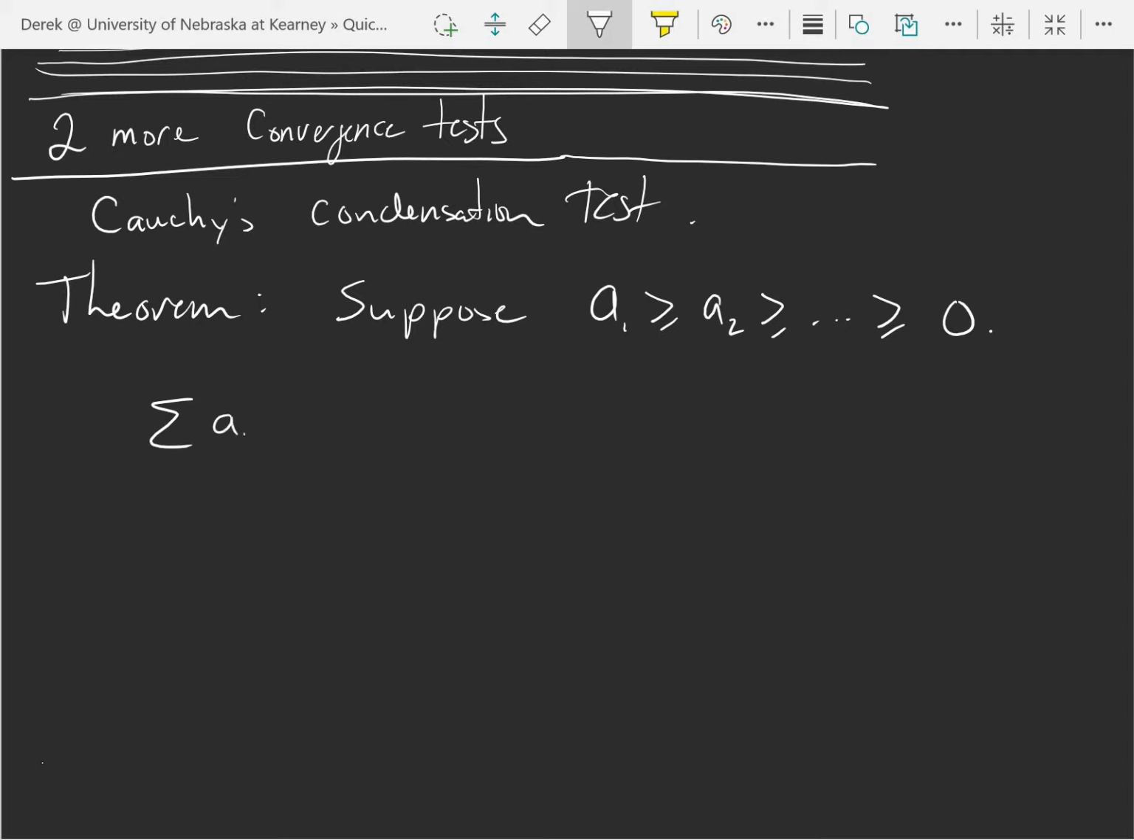the sum of a sub n from n equals 1 to infinity converges if and only if the sum from k equals 1 to infinity of 2 to the k times a sub 2 to the k converges.